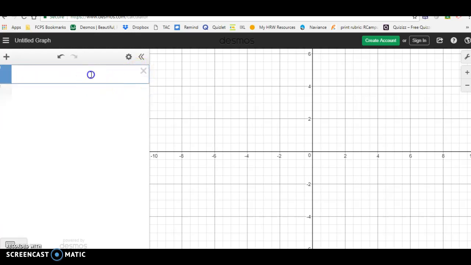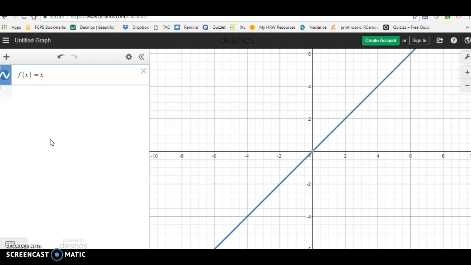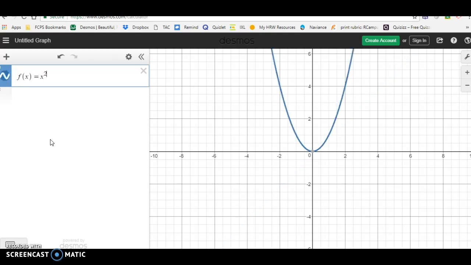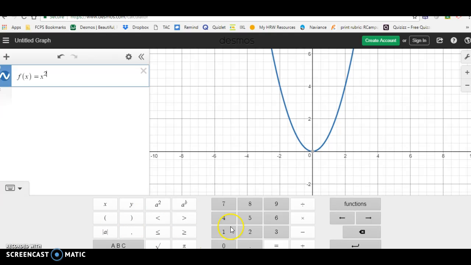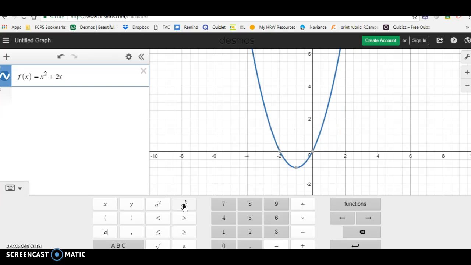So I'm going to clear that out. My first function in my notes is f of x equals x squared. So I'm going to type in f of x equals x squared. Now, for the x squared, you can use the up arrow, or you do have this little calculator keyboard and keypad here, and it has some shortcut values for you as well. So that's x squared plus 2x plus 4.